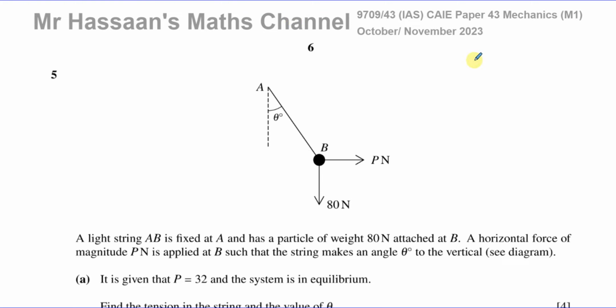I'm now answering question number 5 from the October-November 2023 Mechanics M1 paper from Cambridge. This is paper 4, variant 3 from the 9709 syllabus. This question here is about statics.